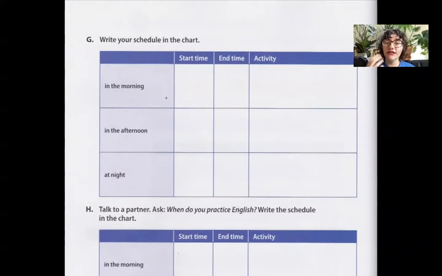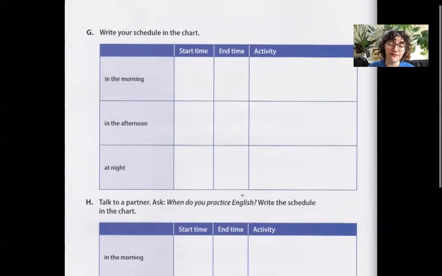So it says in the morning, what's the start time for your activity and the end time. So first, pick an activity that you do in the morning. Eat breakfast, drive to school, take the bus to school, right? In the afternoon, pick an activity, like I am at work, or I take my dog for a walk. Then have a start time and an end time. And at night, I watch TV. That's your activity. So you have a start time and an end time.